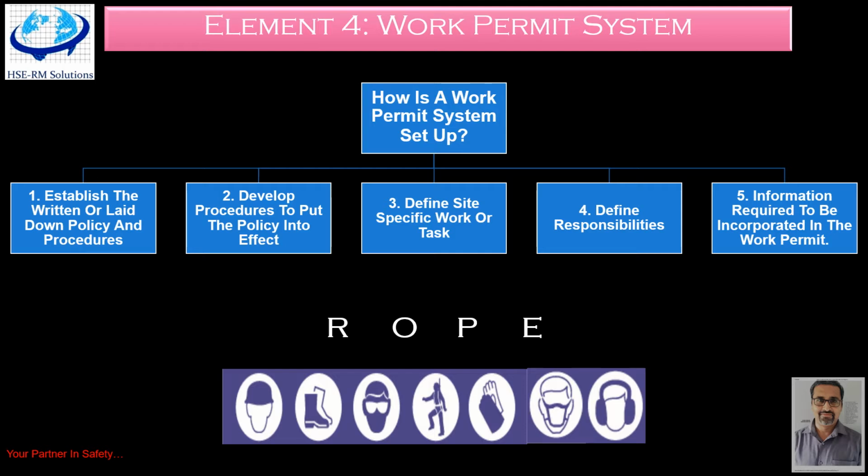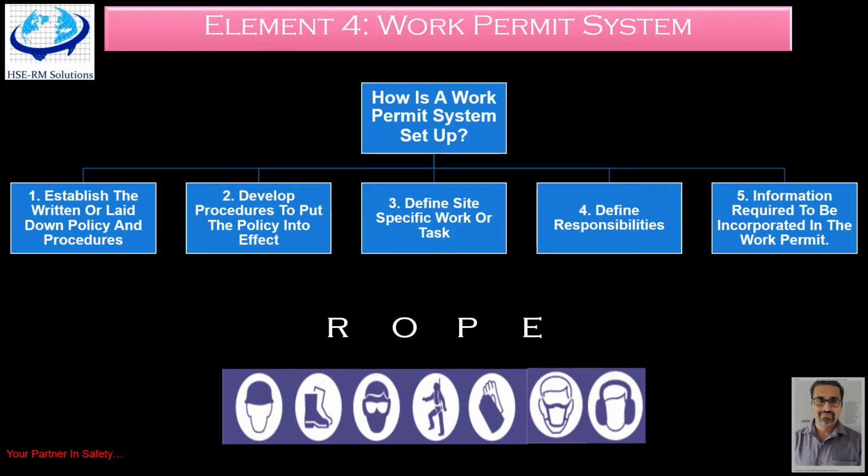So basically each element is to be discussed. Now, I said that I'm going to give you a concept. The concept is rope. Whenever you want to establish a work permit system, you must understand rope. How? The very first aspect we are going to take is, let us finish this slide and then we'll move forward. So first, establish a written and laid down policy and procedure.